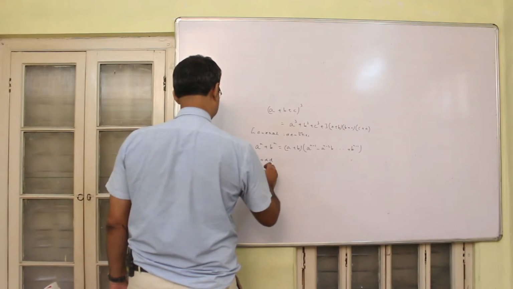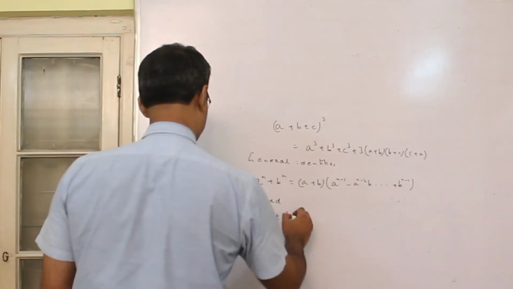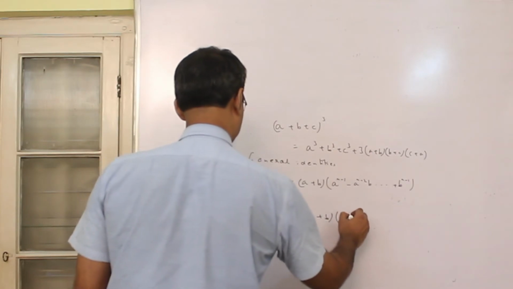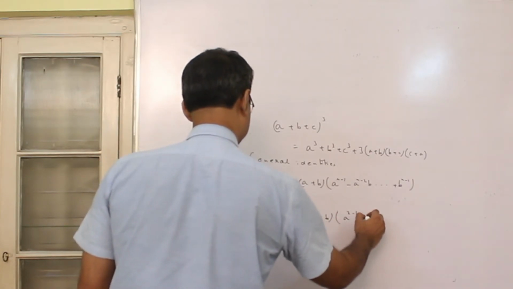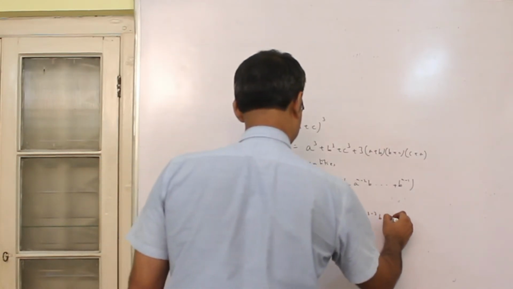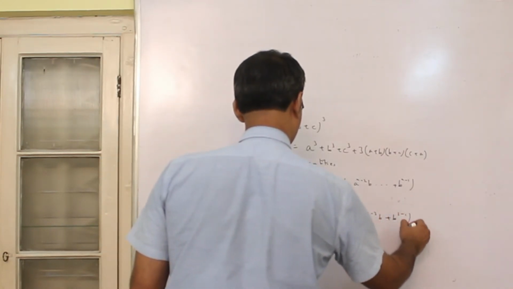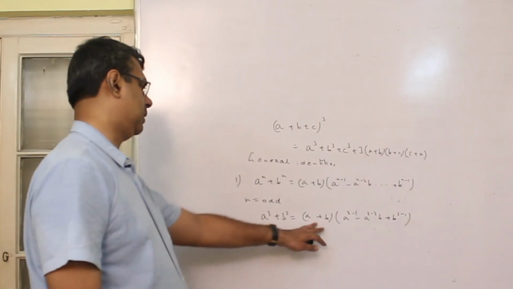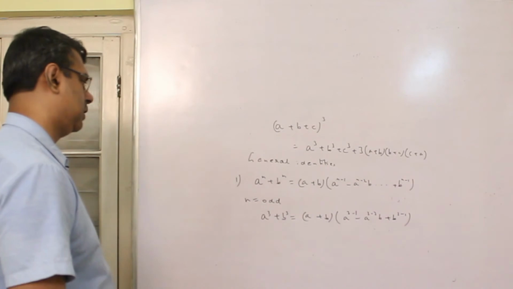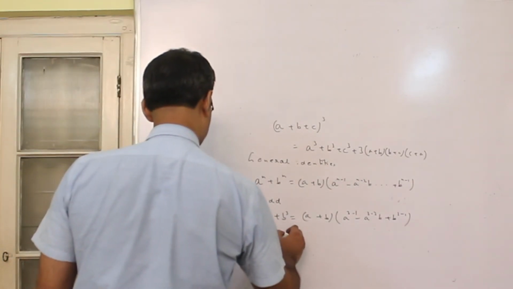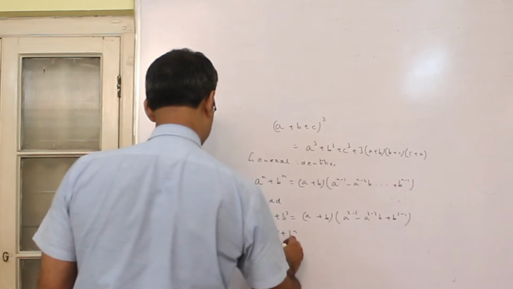So let's take an example. Suppose n is 3, then we have the very well known identity which we have used just a little while ago. So if you have n is equal to 3, then this becomes the very well known a cube plus b cube identity.